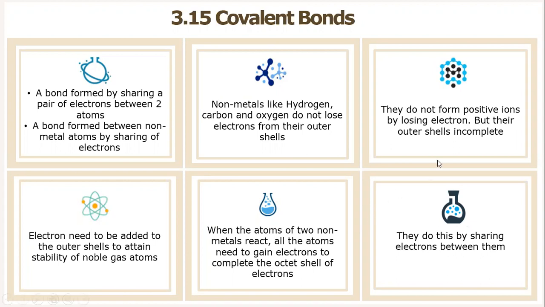Non-metals like hydrogen, carbon, and oxygen do not lose electrons from their outer shell. They do not form positive ions by losing electrons, but their outer shells are incomplete. Electrons need to be added to the outer shells to attain the stability of a noble gas atom. When the atoms of two non-metals react, all the atoms need to gain electrons to complete the octet shells of electrons. They do this by sharing electrons between them.